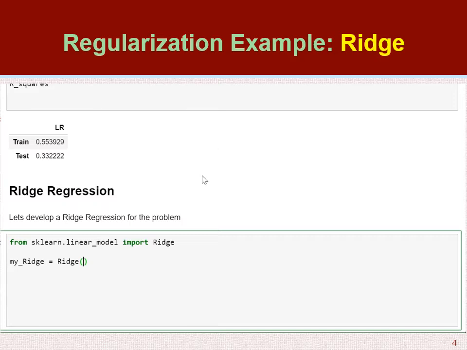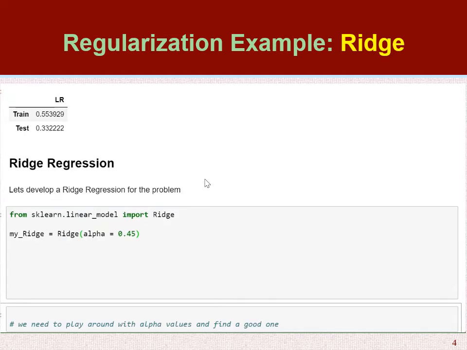And then in the parentheses you can specify the parameters for the ridge model, especially the penalty term alpha. So I'm going to specify alpha. I'm going to have alpha of, for example, 0.45. We can change this later to control the behavior of our model. So let's go with 0.45 now. Let me go ahead and run this.